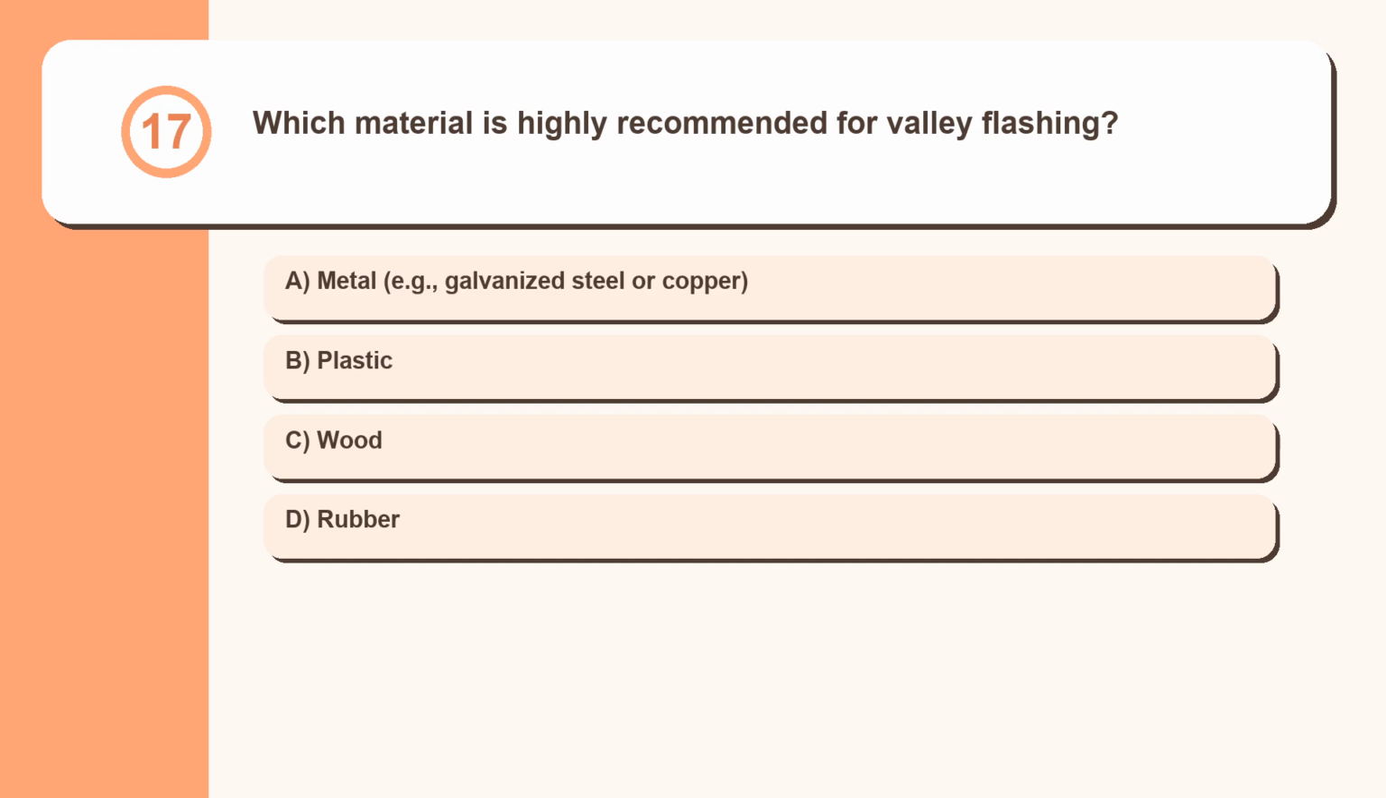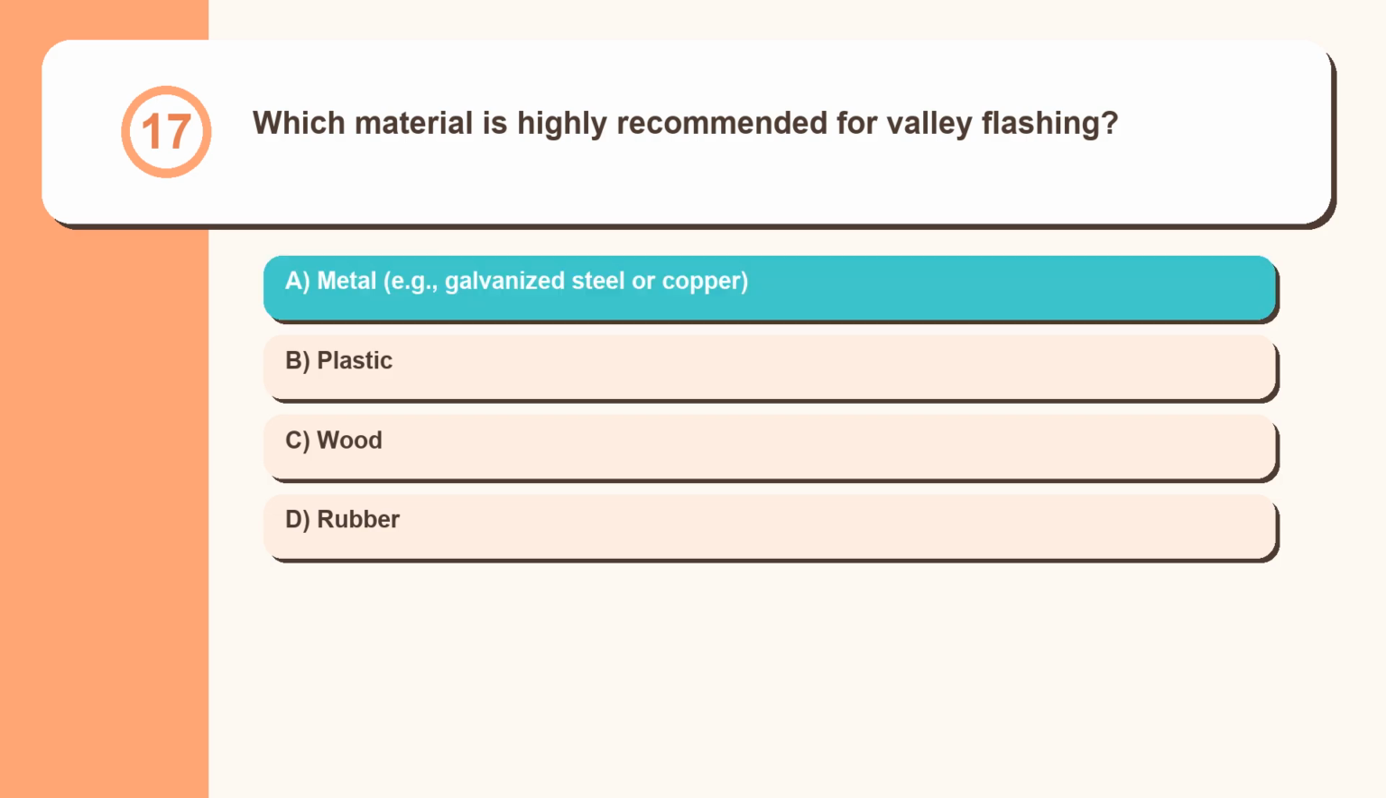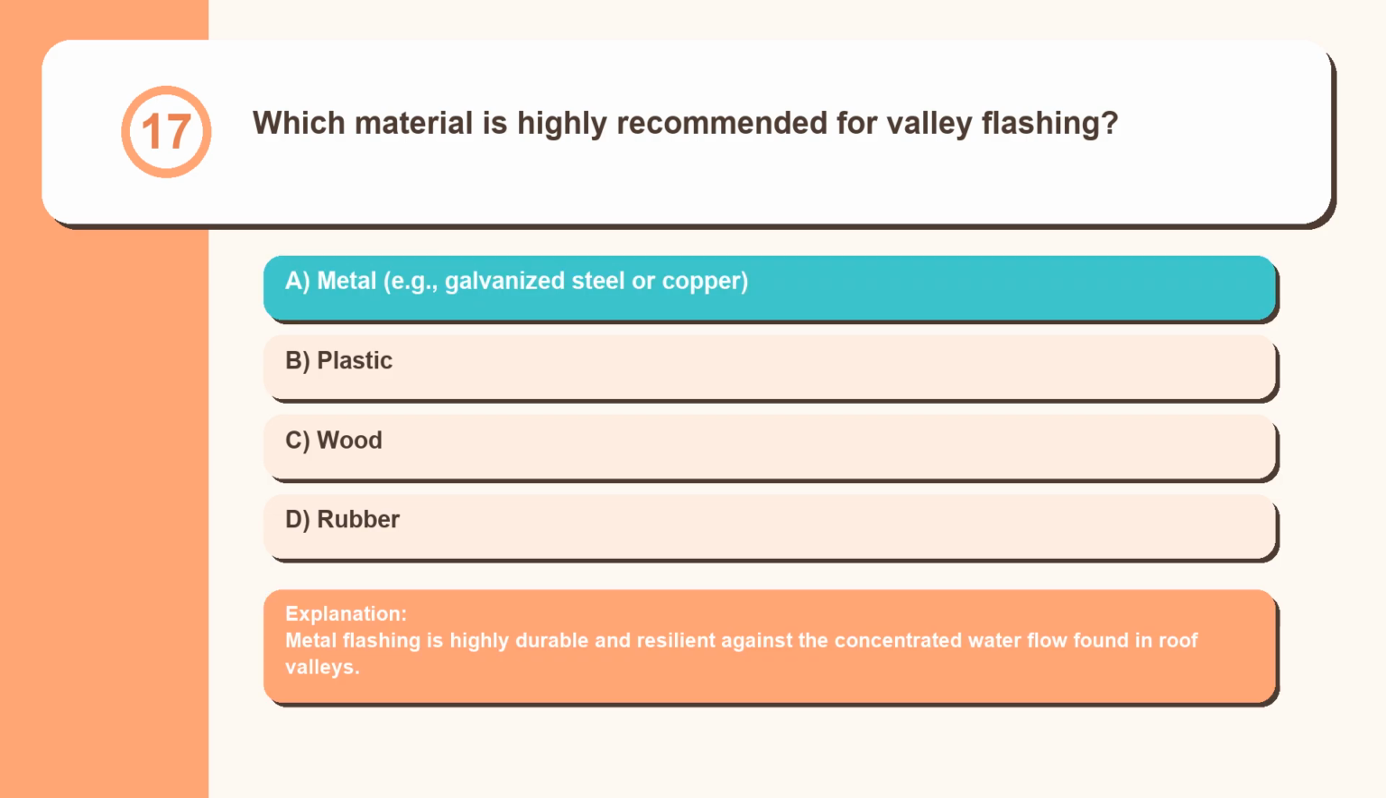Question 17. Which material is highly recommended for valley flashing? Metal, for example galvanized steel or copper. Plastic, wood, rubber. Metal flashing is highly durable and resilient against the concentrated water flow found in roof valleys.